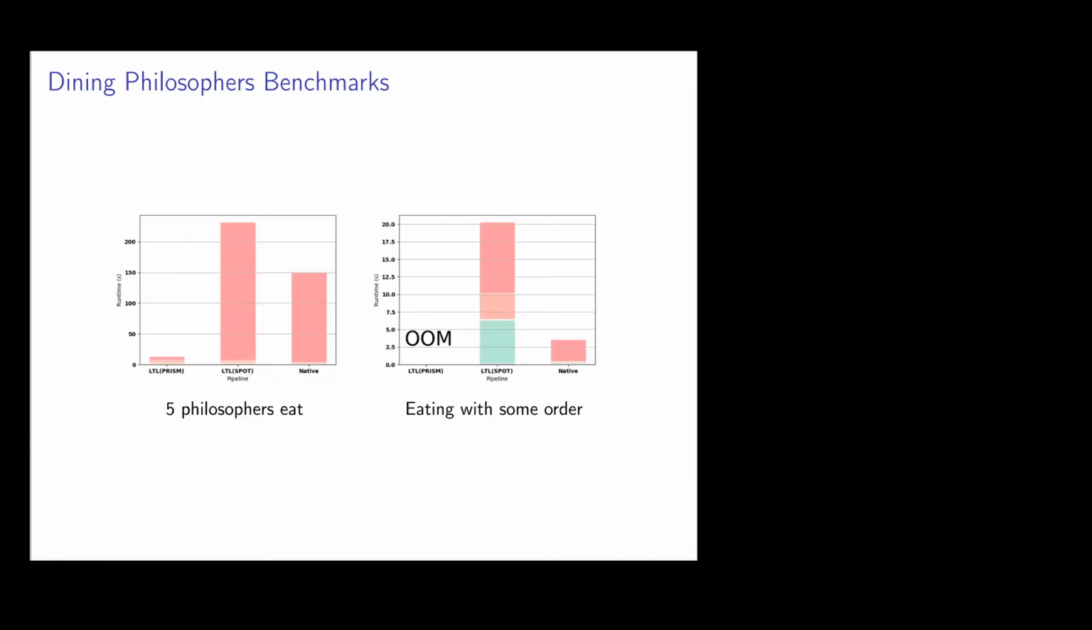In our second set of experiments, we consider a classical dining philosophers domain with some finite trace property. And here on the left, we see that Prism performs much better than either Spot or our native approach, while for a more complex property, Prism runs out of memory while the other approaches solve the problem. The interesting thing to note here is that Spot and the native approach on the left both produce smaller automata than Prism, yet Prism performs much faster. This suggests we should look for tools that maybe produce larger automata that will work better within Prism.